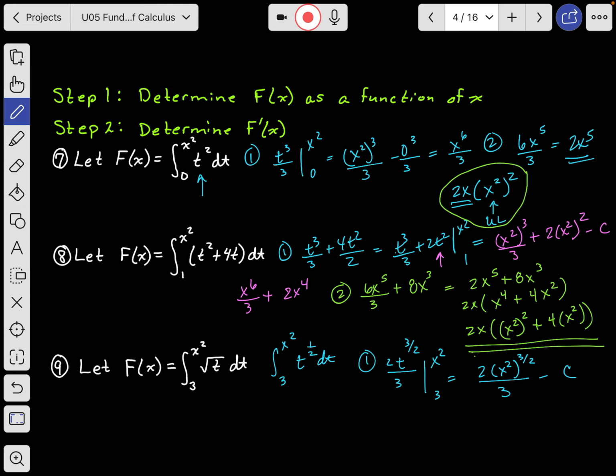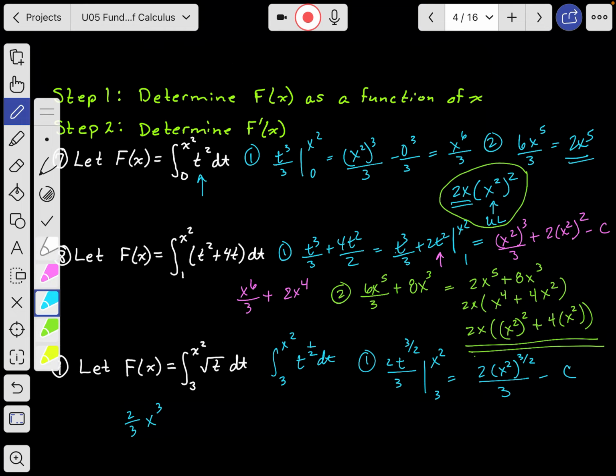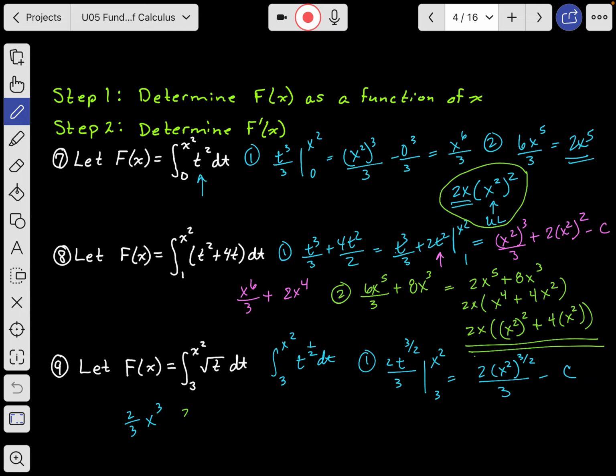Okay, so let me clean up just a little bit because I don't want to get a lot of numbers going on here. So let's see, 2/3 and then x squared to the 3/2. Well, that's just x cubed. Okay, so now step 2, change colors, just so I follow my steps. Step 2 is find the derivative of this. Using the power rule, that'll give me 3 times 2/3, which will just give me 2x squared.